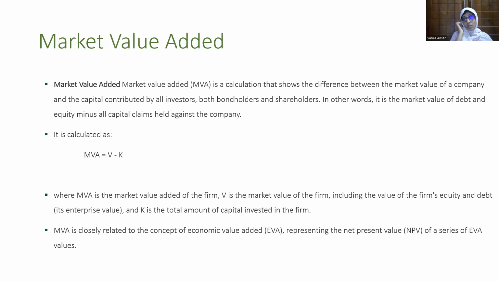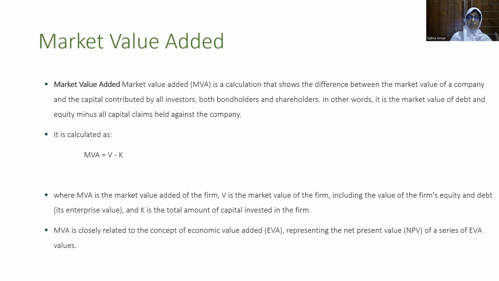Then we are moving on to another concept which is called market value added. This is basically a calculation that shows the difference between the market value of the company and the capital contributed by all its investors. Both bondholders and shareholders will use this, and it is the market value of the debt and equity minus its capital claims held against the company. So this is MVA, or the market value added.